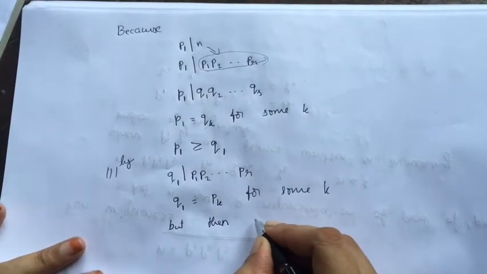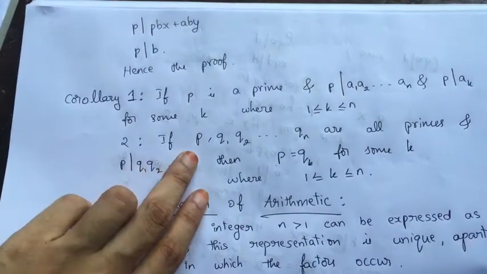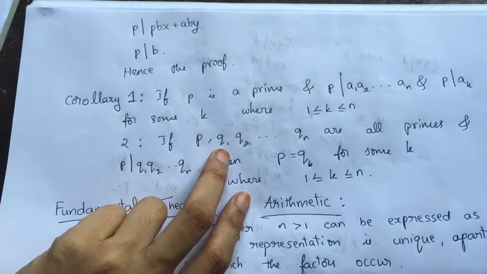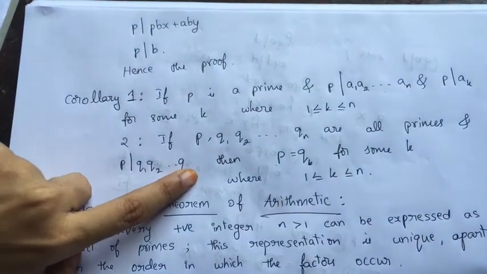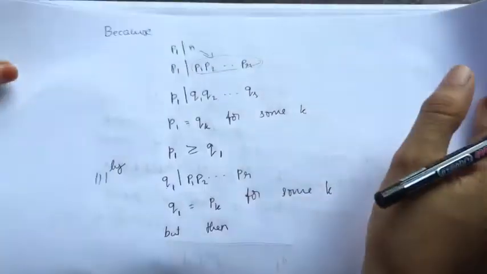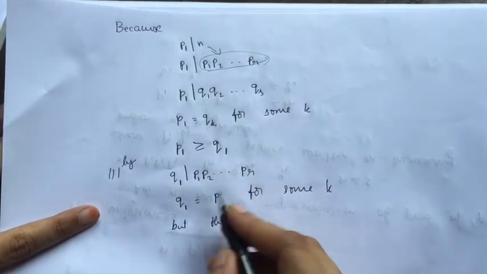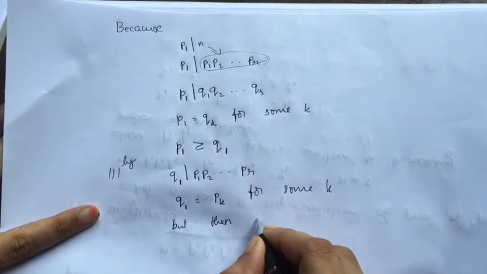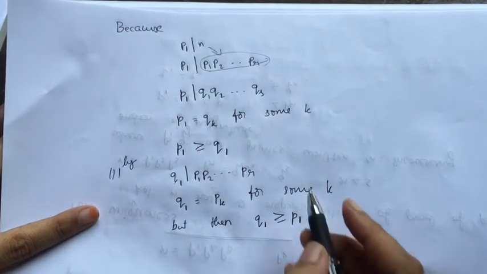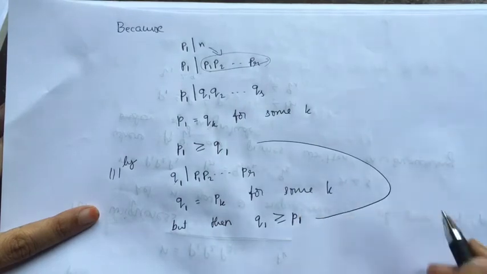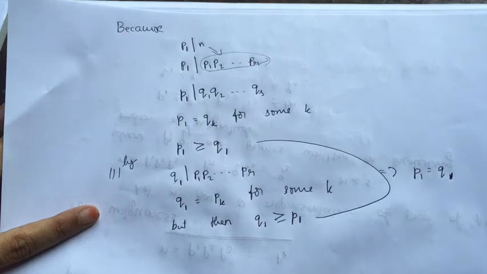by the second corollary we have observed, if P, Q1, Q2, ..., Qn are all primes and P divides the product Q1, Q2, ..., Qn, then P equals Qk for some k. So the same thing I have applied here. If that is the case, then Q1 is greater than or equal to P1, right? So from these two, if you observe, P1 equals Q1, okay?